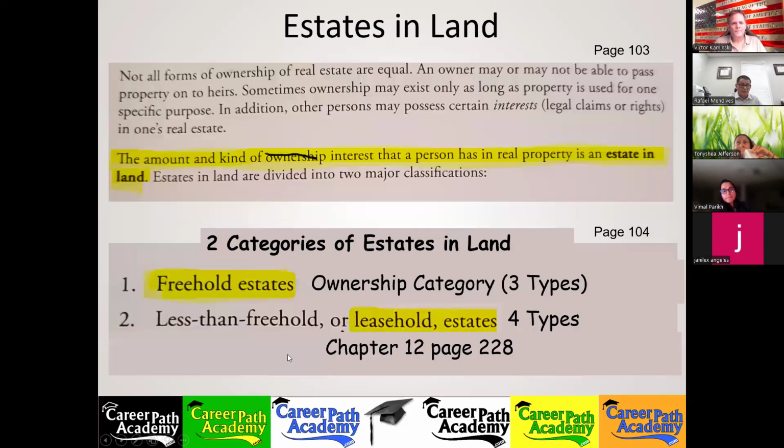Okay. So page 103. Let's highlight the amount and kind of, cross out the word ownership. They have the word ownership in this sentence because this particular chapter is talking about the ownership category of estates in land. But just to have your straight up definition of what an estate in land is, cross out the word ownership. It is the amount and kind of interest that a person has in real property. It is an estate in land.